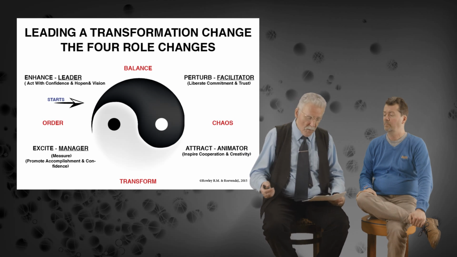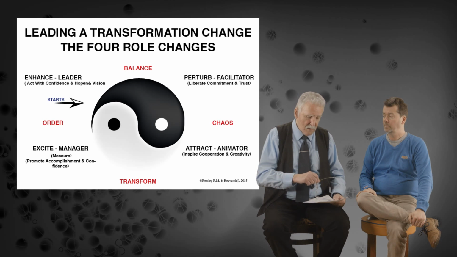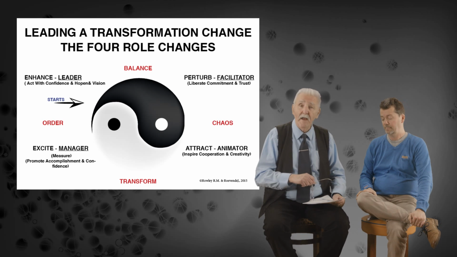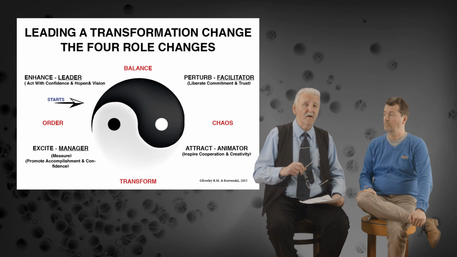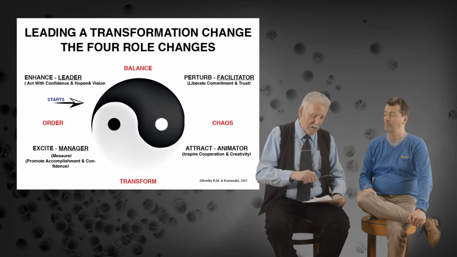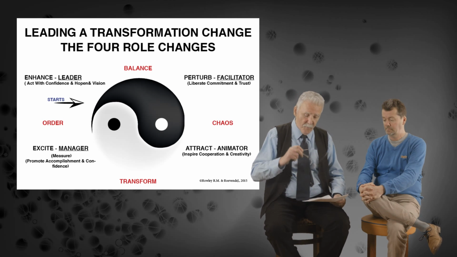So they're the four roles of a leader of a transformational change. Start as a leader. You move to become a facilitator. In other words, you disappear, you undermanage. You know, a good facilitator, people don't even recognize. It's like glass. They see right through you. An animator is an encourager, a supporter, but not someone who makes people dependent on them. And then finally back, you're the judge, you're the manager. So they're the four role changes.